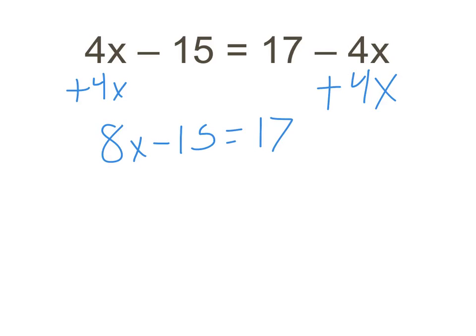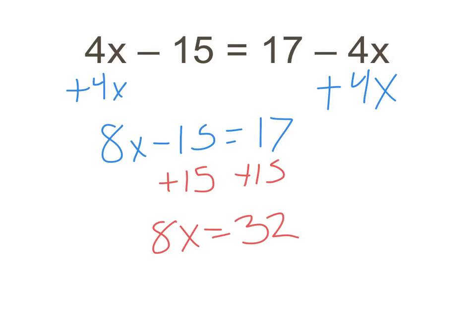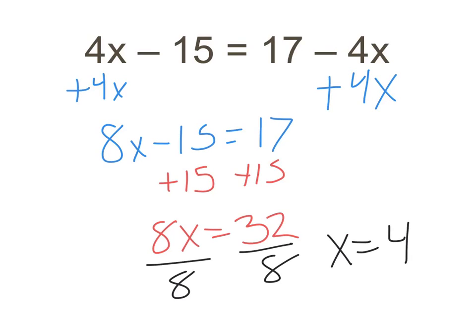The next step that we have is we're going to move the constant over. So we're going to add 15 to both sides, which is going to give us 8x equals 32. And our final step is we're going to divide both sides by 8, which is going to give us an x equals 4 on this particular equation. And that's going through the steps that we just wrote down on our checklist.